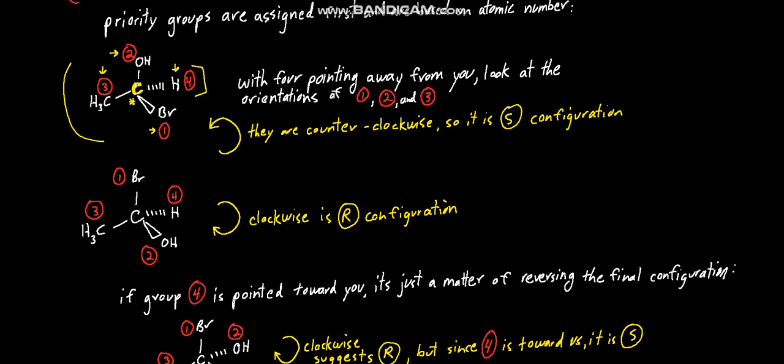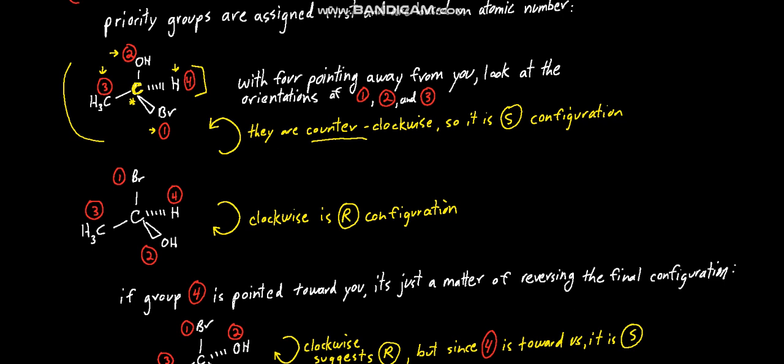With group 4 pointing away from you, as it says here, look at the orientation of groups 1, 2, and 3, and you'll see that they're counterclockwise. If it's counterclockwise, we call it the S configuration, as long as 4 is pointing away from you. If we switch any 2 groups, in fact, we should get the enantiomer, we should get the R configuration. But it's easy to check.